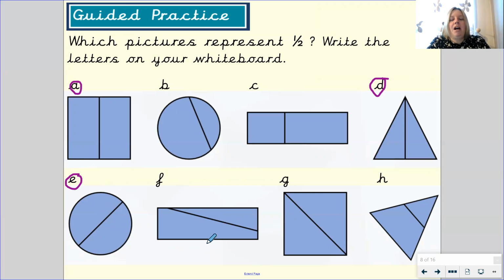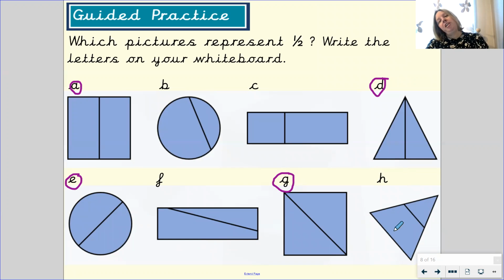Let's look at F. We've got another rectangle which is split into 2 parts. If we look very carefully, we can see that the parts aren't exactly the same. So we can see that they are unequal. Let's look at our square in G. Our square has been split into 2 parts. If we were to fold them over, we would see that they were the same, so that we would know that they were equal parts.